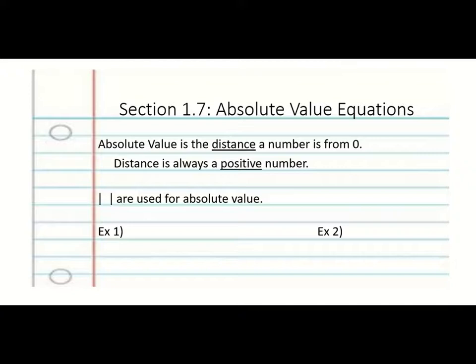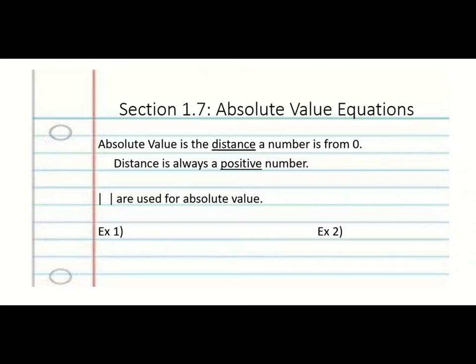The absolute value is the distance a number is from zero. So we would think about a number line and then think how far away is that number from zero. The distance is always a positive number because you cannot go a negative distance. So the absolute value of a number will always be positive.